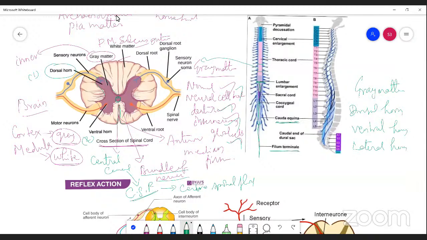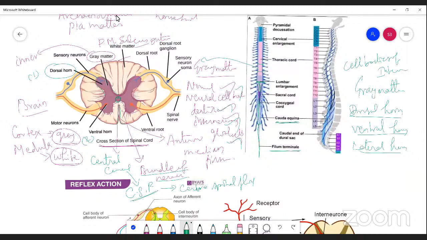Now, how many horns are present there? Three horns: the dorsal horn, ventral horn, and lateral horn. Okay, the dorsal horn contains the cell bodies. That means cell bodies of the interneurons. Cell bodies means the cytosol part; that is what we call the cell bodies. The dorsal horn consists of cell bodies of interneurons. Okay, these are attached to the nervous terminal.